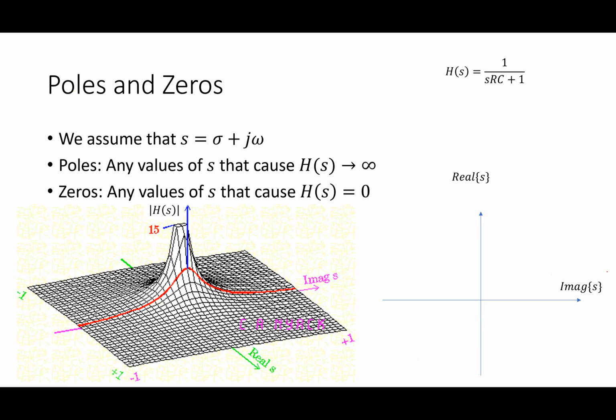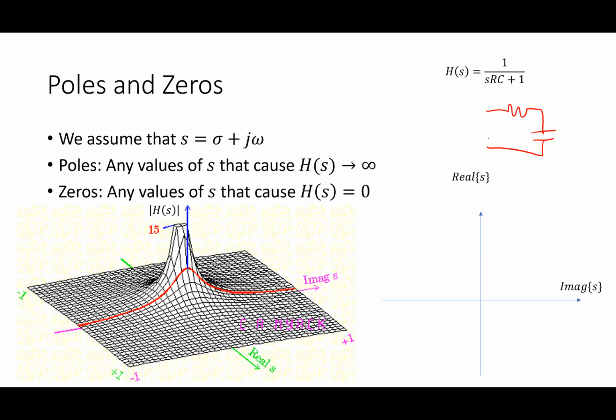In general, for this H of S, I took an example here: 1 over SRC plus 1. This came from my favorite circuit, the RC low pass filter. What I say is this guy has a single pole. I'm going to define this term, poles and zeros.